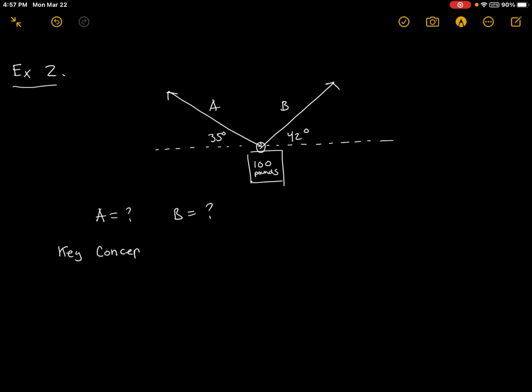Key concept is that the sum of the vertical forces is equal to 0, and the sum of the horizontal forces also equals 0. Okay. In order for this object to be stationary, all these forces basically need to cancel out. All right, so I'm going to go over each concept and I'll write an equation for each one.